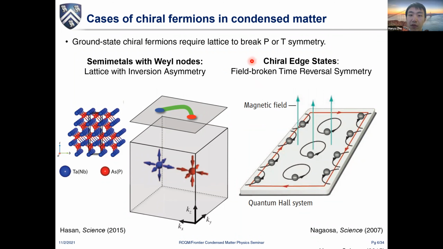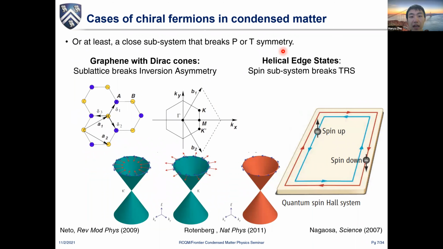Of course, not all lattices break pure T symmetry, but it is also possible to identify a subsystem within the lattice, where within the subsystem the P or T symmetry is effectively broken. So these are the cases where a subsystem breaks the inversion symmetry. It's the case of graphene.